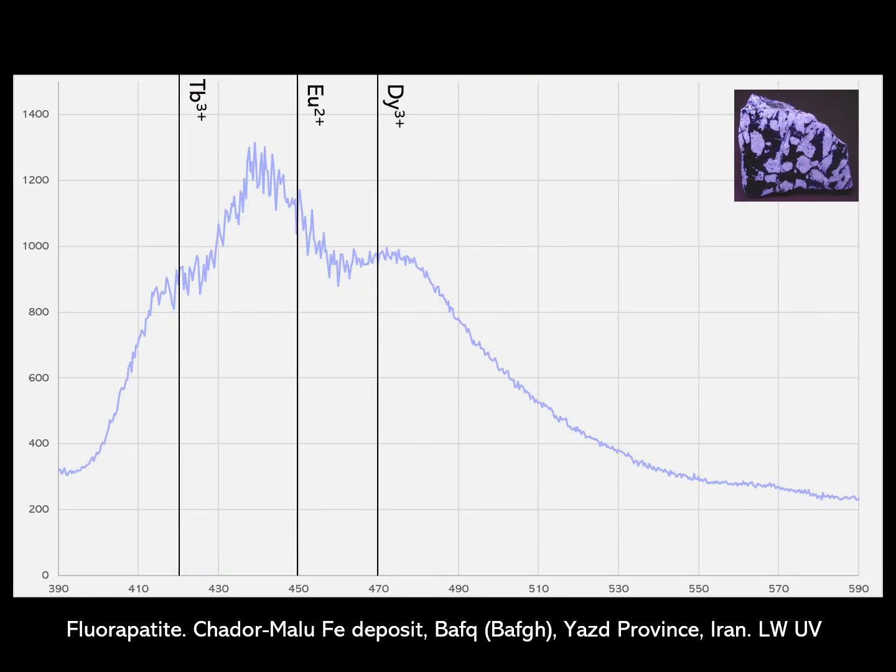Here is the spectra for that last apatite that you saw. You can tell that the peaks that you see there don't really match to anything that we were finding in the literature. So what I did was put on lines for dysprosium 3+, europium 3+, and terbium 3+, right where their centroids would be. It looks like it's possible that the emission from this is a combination of the 3 of those.